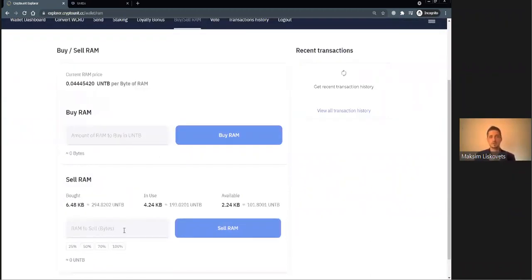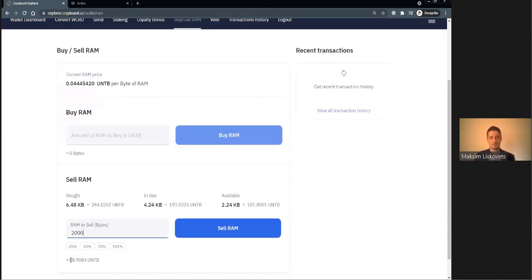For example, if you bought too much and you don't run a lot of transactions, so you don't need that much memory. So here you enter the number of bytes that you want to sell. Here, when you buy RAM, we enter the number of UNTBs you want to spend to buy RAM, whereas in this box over here, when we sell RAM, we enter the number of bytes that we're willing to sell. For example, say 2000 bytes.